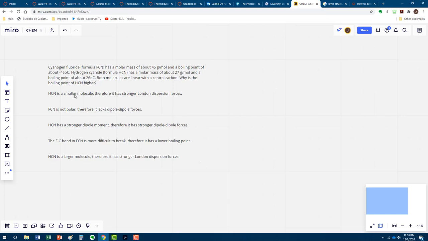Now it says here, HCN is a smaller molecule, therefore it has stronger London dispersion forces. That is not correct. HCN is not polar? We saw that it is polar. HCN has a stronger dipole moment, and therefore it has stronger dipole-dipole forces. That sounds like a possible answer, so let's consider that one as one of our possible answers.